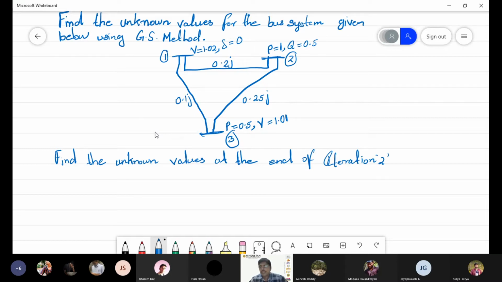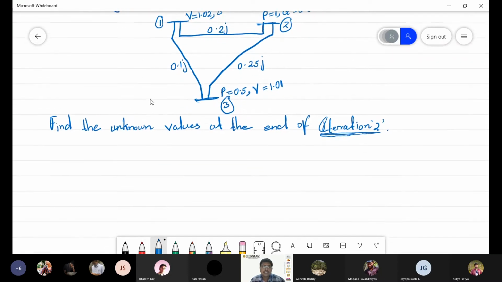Now listen, they want you to find the unknown values. To find the unknown values, we need to follow the algorithm of the Gauss-Seidel method, and we are going to see it one by one. One important thing is that they mentioned it should be at the end of iteration 2, so keep that in mind. The method is also specified, that is the Gauss-Seidel method. Now we are going to solve this one.